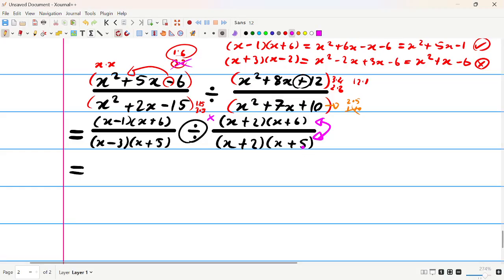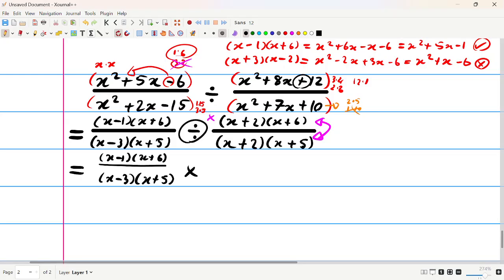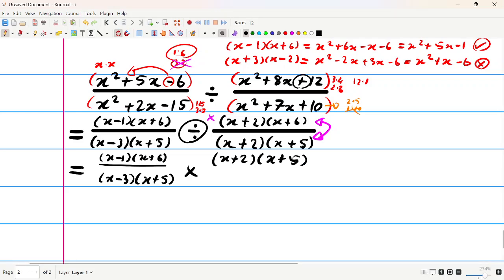Then we can change it to a multiplication sign, and therefore we'll have the following: x minus 1 into x plus 6, I know I'm writing very small, divided by x minus 3 multiplied by x plus 5, multiplied by, and then we are going to swap them around. Now we're going to swap the numerator and the denominator, so now we're going to have this on the top, x plus 2 multiplied by x plus 5, divided by x plus 2 which is the numerator now, multiplied by x plus 6.